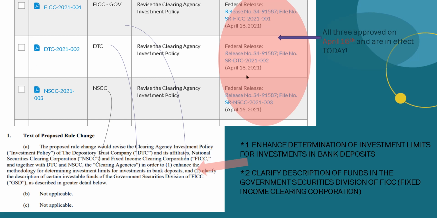You can see here they were all approved on April 16th. So this video will knock out FICC 2021-001, DTC 2021-002, and NSCC 2021-003. Now the reasoning for this, the proposed rule change, the text here in paragraph A. 1. Enhance determination of investment limits for investments in bank deposits. Number 2. Clarify description of funds in the Government Securities Division of FICC, which is the Fixed Income Clearing Corporation.